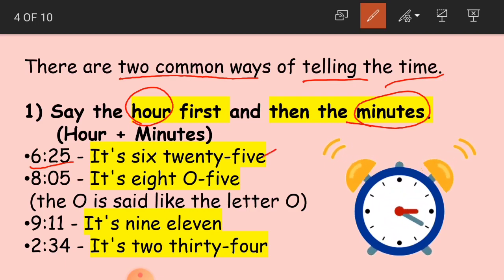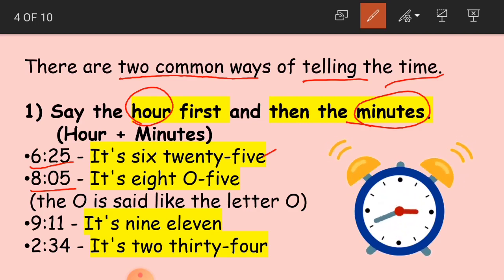Or you can also say it's 25 past 6, as we have learnt just now. So this is one way. Or 8:05. It's 8:05, that is 8 o'clock and 5 minutes.